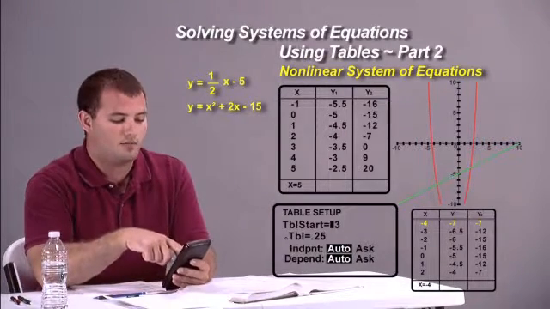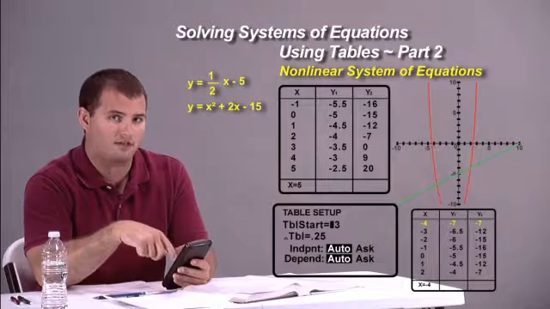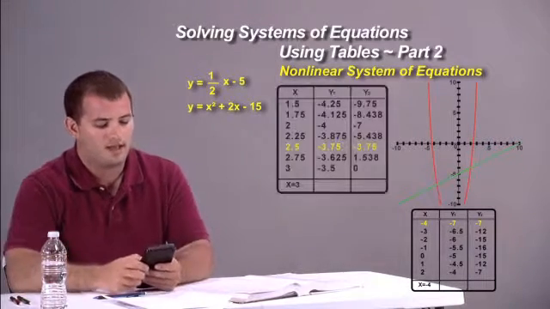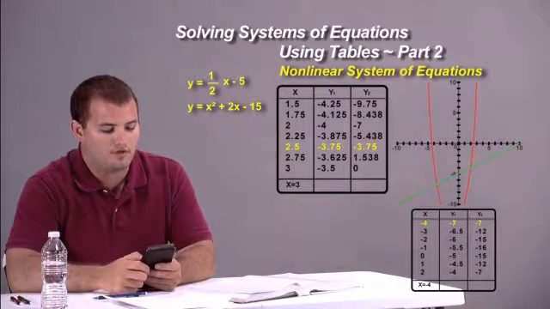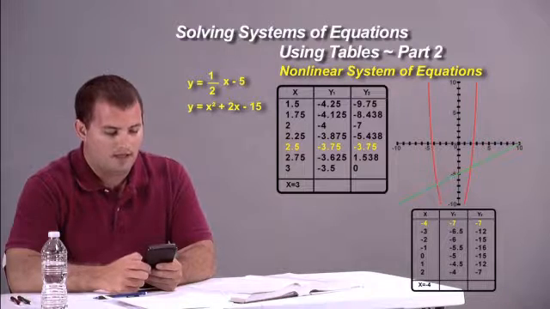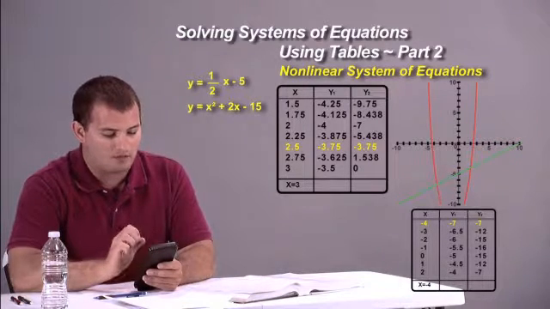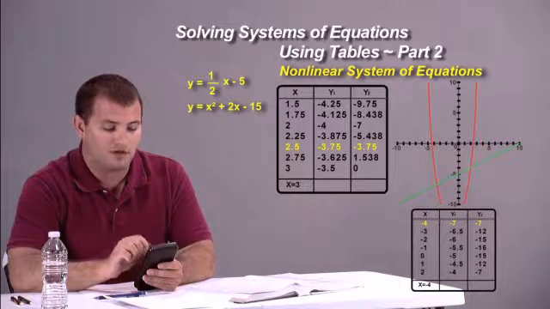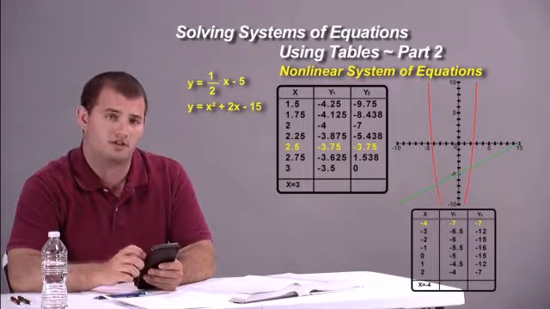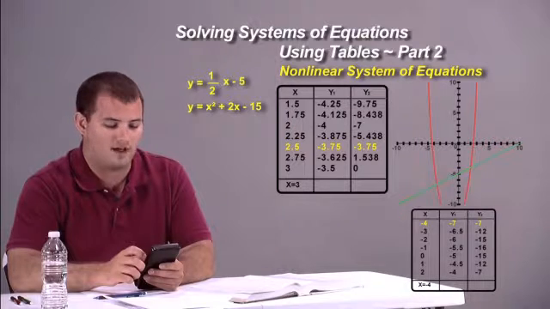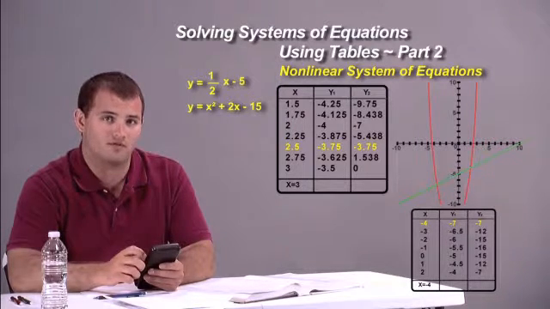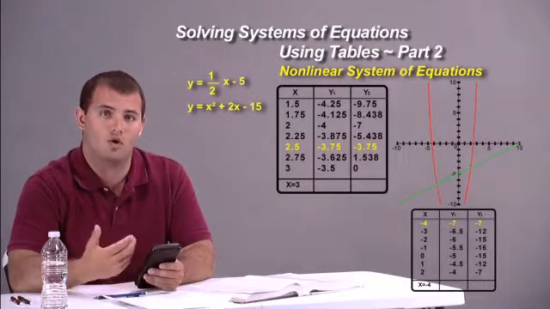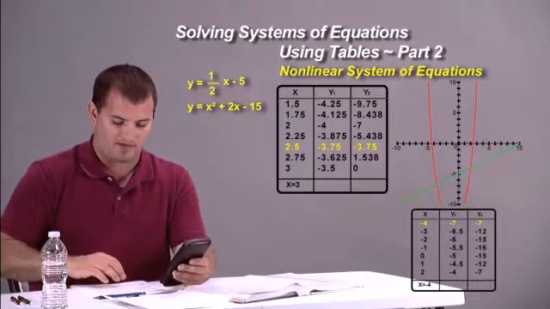Now push second graph again to get back to our table, and I'm just going to scroll through the values between 2 and 3. It looks like when x equals 2.5 the two equations are equal. So the point of intersection here will be 2.5, -3.75: x equals 2.5, y equals -3.75.